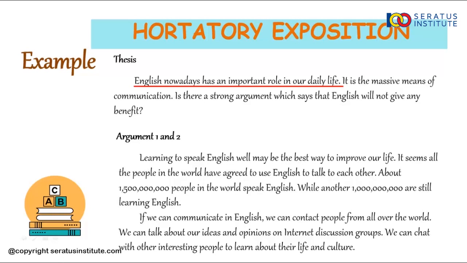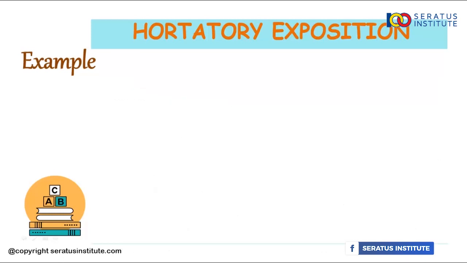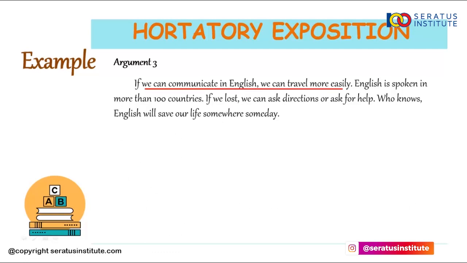As you can see here, the first argument given by the writer is learning to speak English well may be the best way to improve our life. The second is, if we can communicate in English, we can contact people from all over the world. The third reason is, if we can communicate in English, we can travel more easily. Yes, of course, because English is spoken in more than 100 countries.